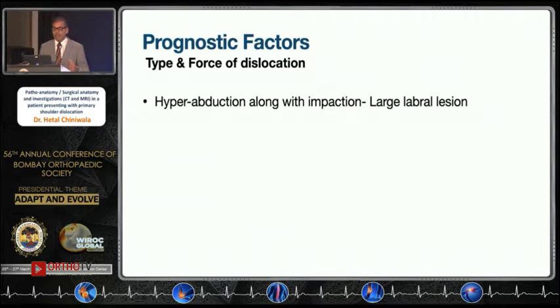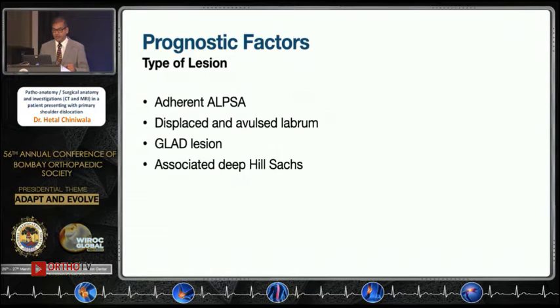Then there is the force of dislocation. If there is a hyperabduction with an impaction force, there is usually a large labral lesion. And then there are certain types of lesions like adherent labrum, displaced and avulsed labrum, glenoid lesions, and deep Hill-Sachs defects, which are more likely to recur.